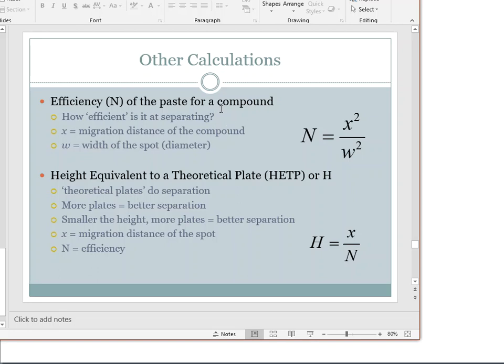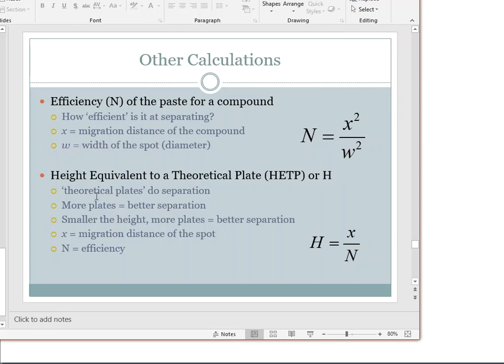If you have a really wide spot, that means it's a smeary spot, right? And that's a large number. If you put a very large number here on the bottom, that efficiency is going to go very low. If you have a spot that's moved the same distance, but it's a very tiny spot, which is what it should be, it should not be a smear, then this width is going to be a very small number. And the smaller the denominator, the larger that number is going to get.